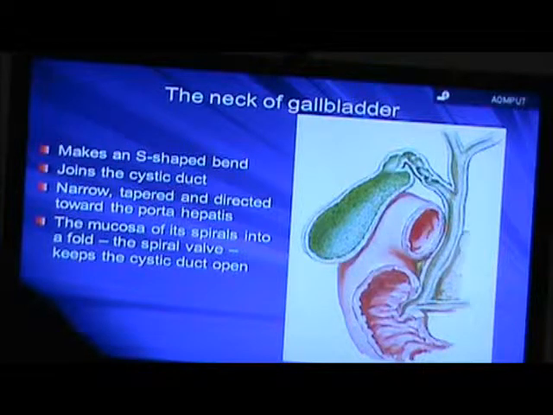The mucosa of the cystic duct spirals into a fold, the spiral valve, and keeps the cystic duct open. So when the bile backs up, this cystic duct is open, and the bile can rest here for concentration in the gallbladder.